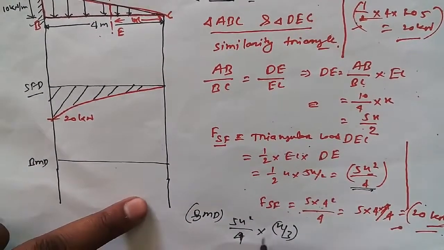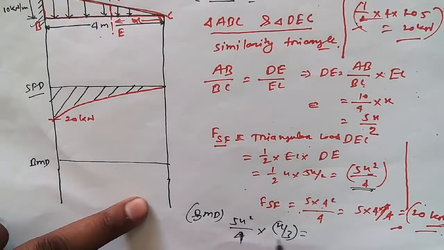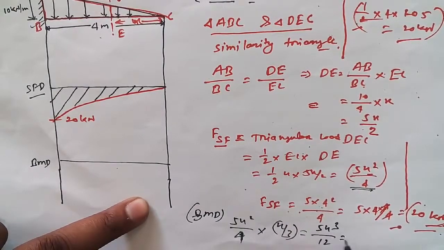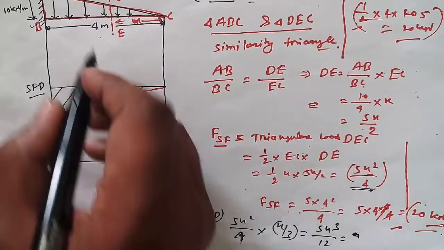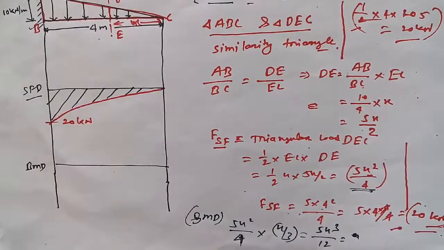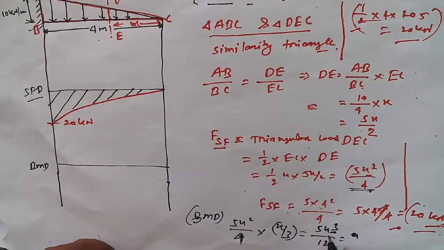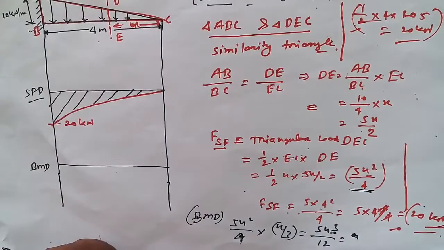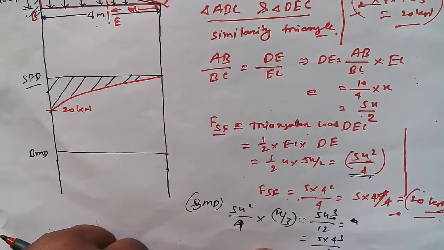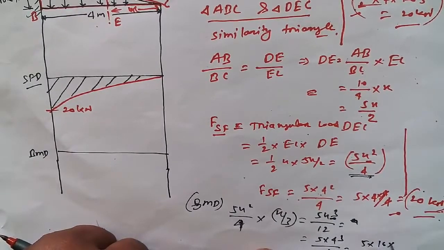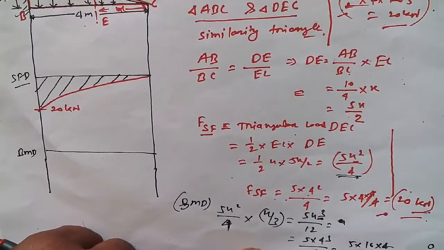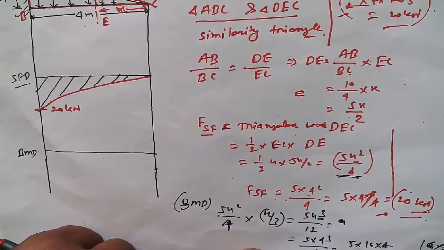Now what we get from here is 5x square upon 4 into x upon 3. So what will be the value? 5x cube upon 12. Now, I have to get the bending moment of the whole beam, so I put the value of x as 4. So 5 into 4 cube by 12, which is 5 into 16 into 4 by 12. The 4 and 3 cancel, so that means 16 into 5 by 3.